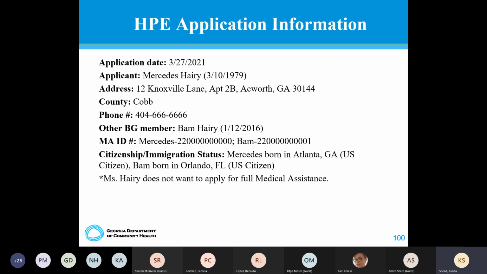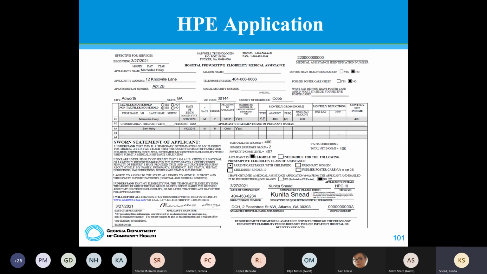Okay. So let's look at the application. The application date is 3/27/21. For the medical assistance ID number, it doesn't matter. You can put Mercedes or Bam, it doesn't matter either one.